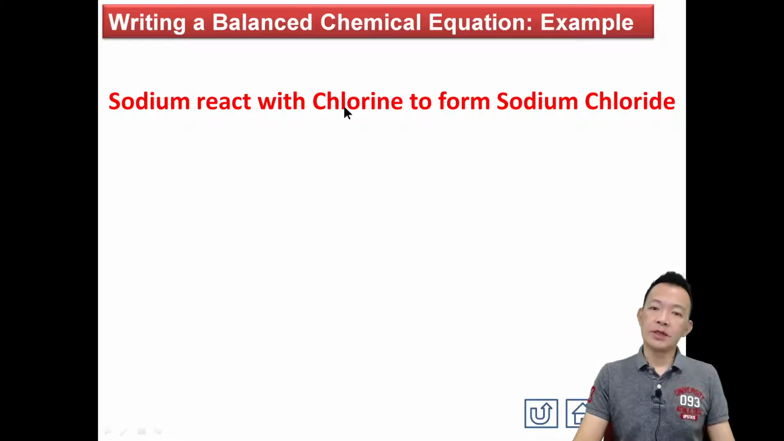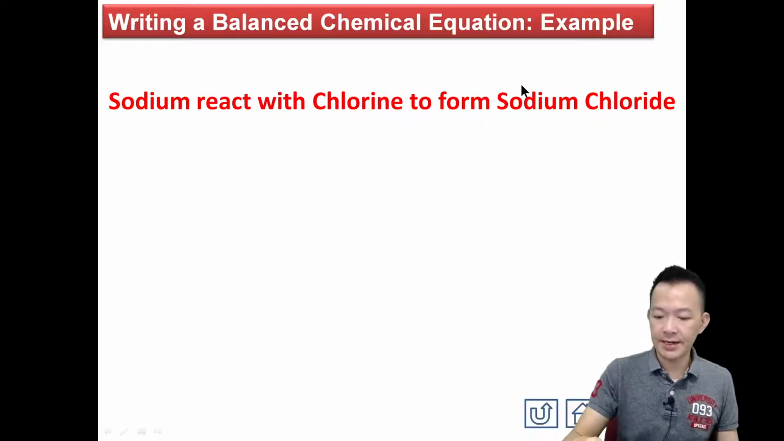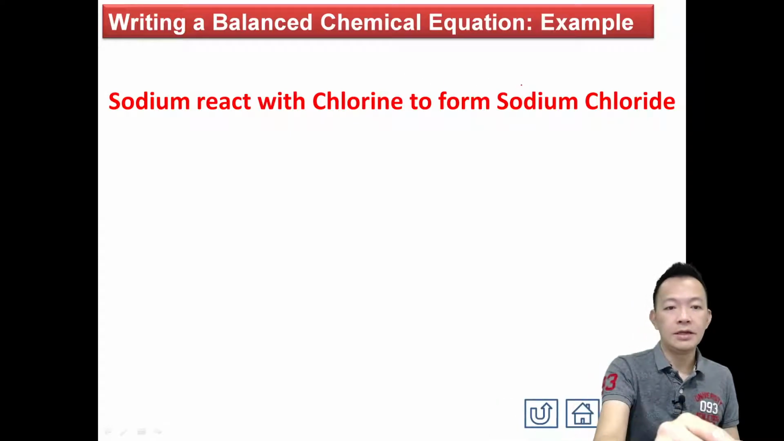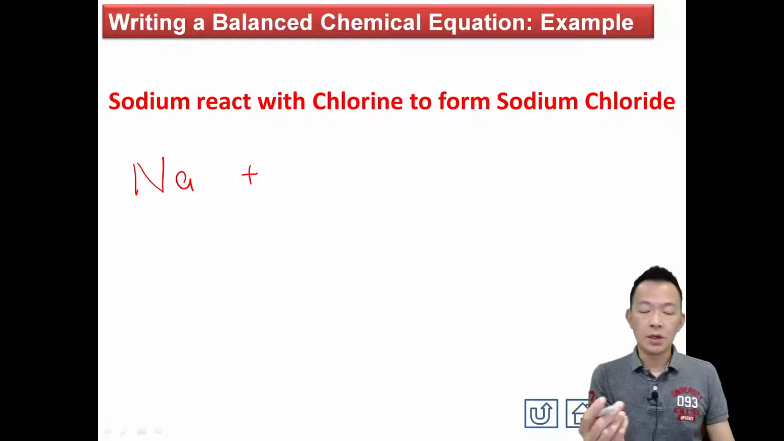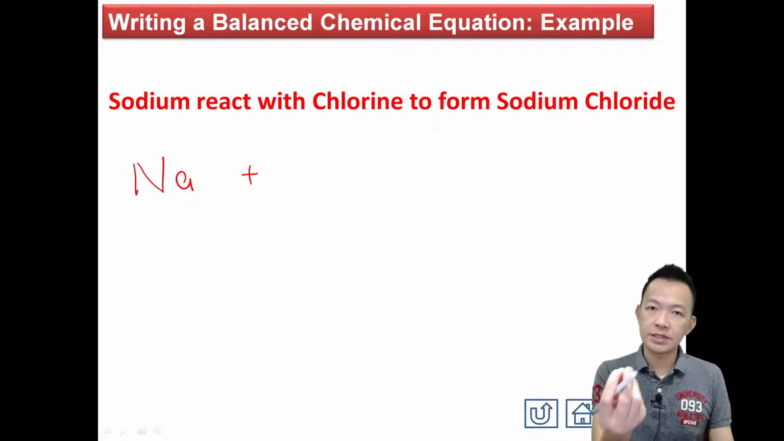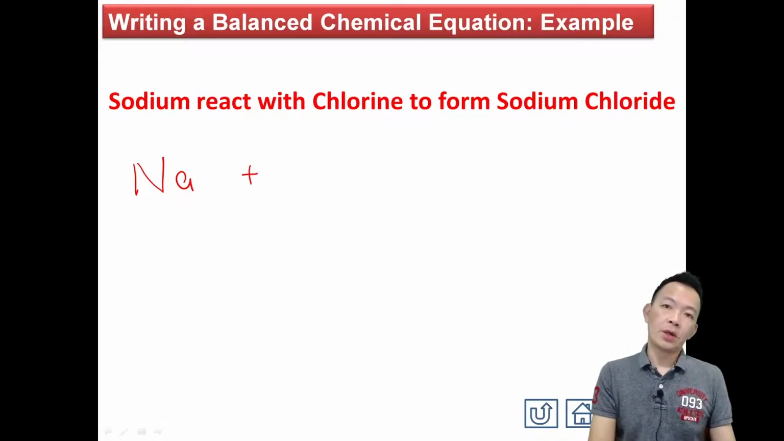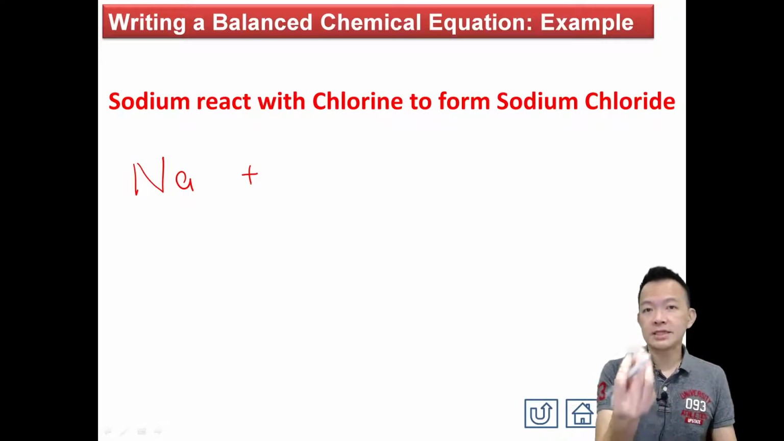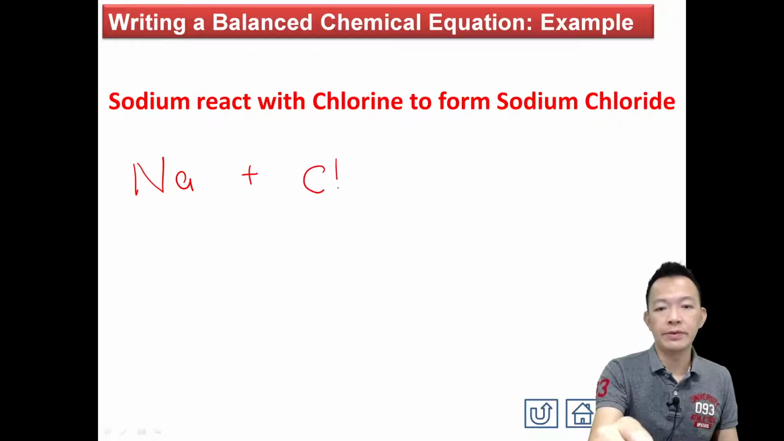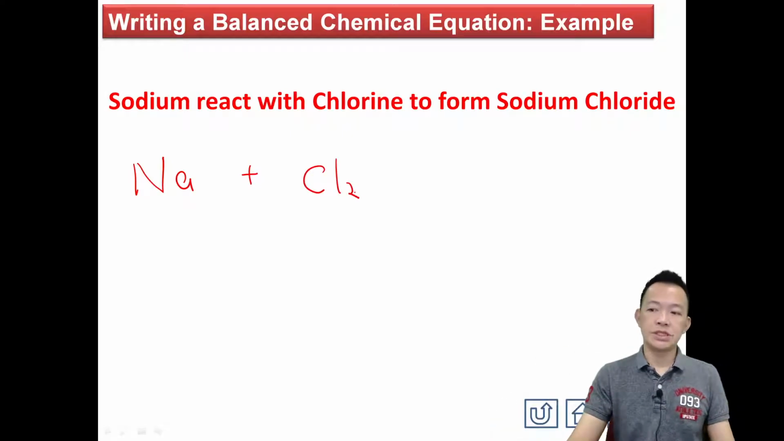Sodium reacts together with chlorine to form sodium chloride. Sodium 跟 chlorine 起反应变成了 sodium chloride. But how to write the reactants? Sodium atom 金属来的，react with chlorine. Chlorine is a gas and chlorine actually is a molecule in nature. Chlorine 这种非金属啊，在我们的大自然永远都是 molecule, so it will exist as a chlorine molecule Cl2.